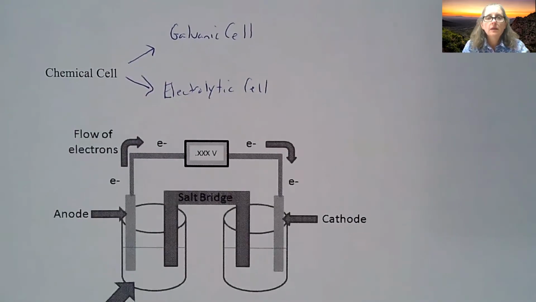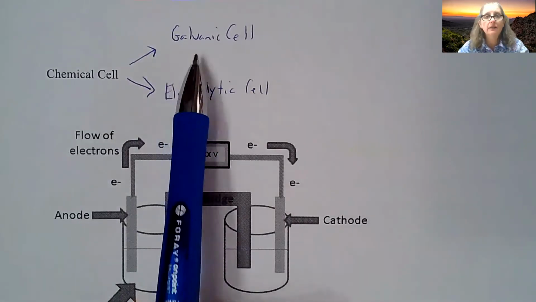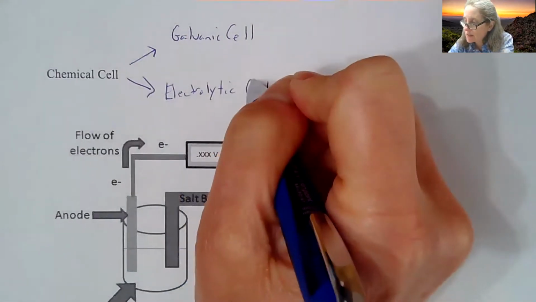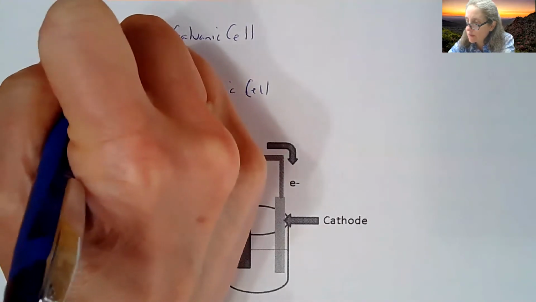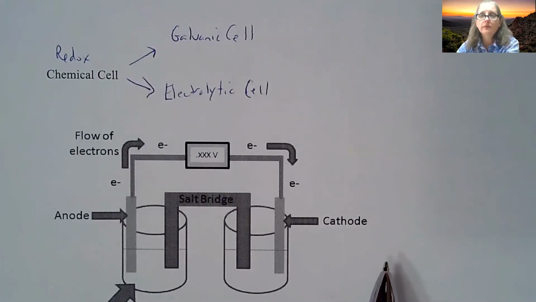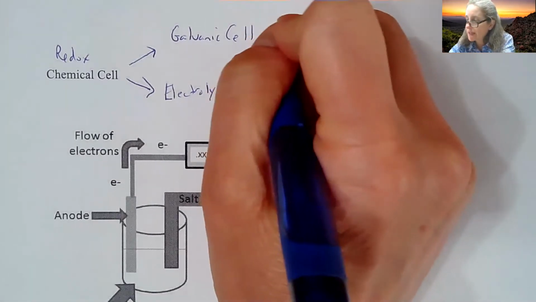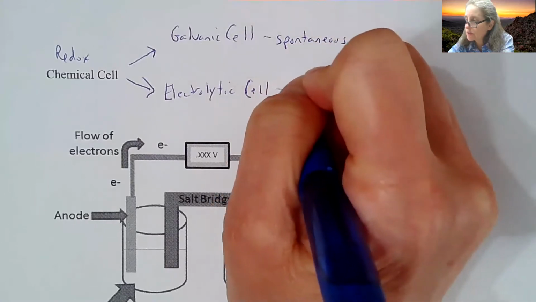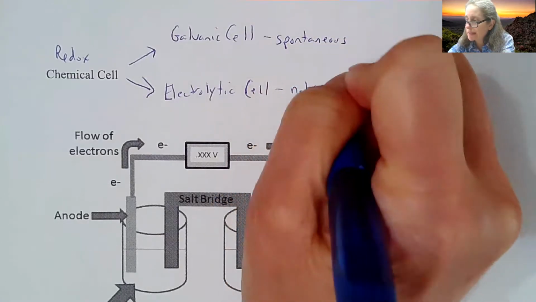So this is continuing chapter 20 notes on electrochemistry. We have two different types of chemical cells. One is called a galvanic cell, and one is called an electrolytic cell. Each one of these is a redox reaction, so they are no different than somebody losing and somebody gaining electrons. But galvanic cells are spontaneous, and electrolytic cells are not spontaneous.